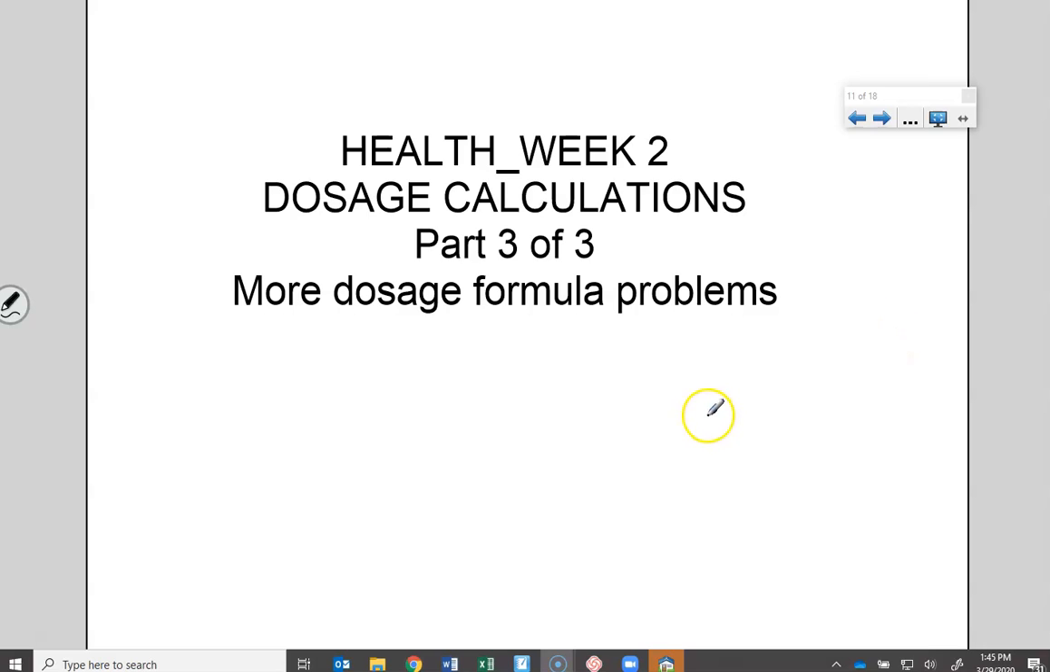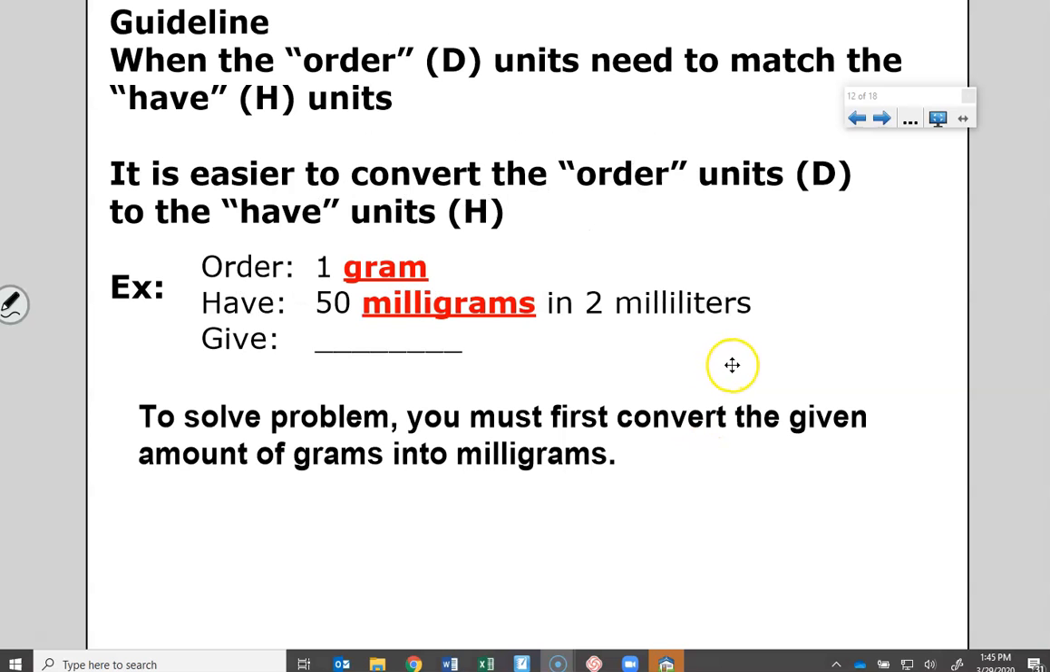This is the third video on dosage calculations, and we're just going to explore some different types of problems that you may see. Now, in this one, remember that the dose and the have units have to be the same, and sometimes that's not going to occur. For example, in this one, the doctor ordered 1 gram, but what the pharmacy has on hand is 50 milligrams per 2 milliliters. So we have to make sure that these match.